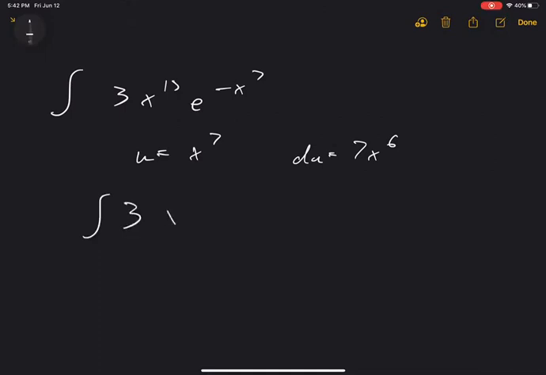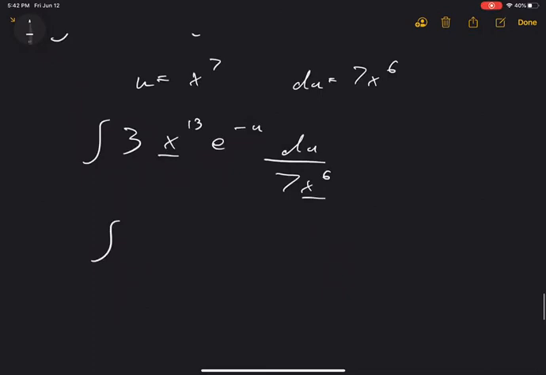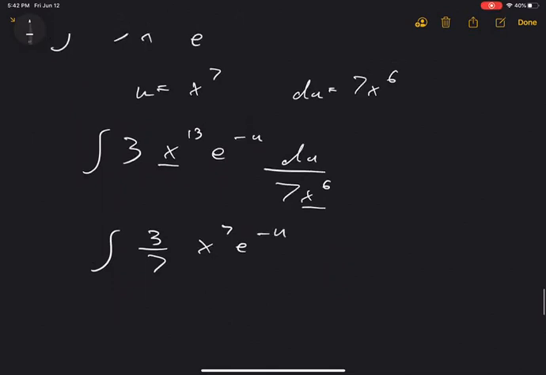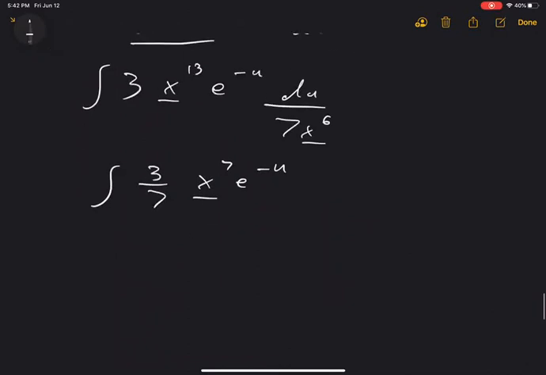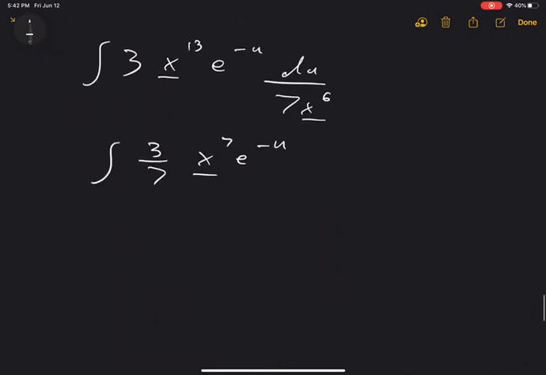Okay. So let's plug this stuff into our integral. We would have 3 x to the 13 e to the negative u, and then du over 7x to the 6th. Okay, let's see what happens. We got x to the 13 divided by x to the 6th. So I should end up with 3 over 7 x to the 7 e to the negative u. But remember, x to the 7 is our u. So what I have is 3 over 7 u e to the negative u du.